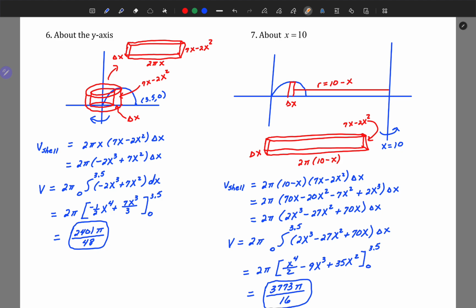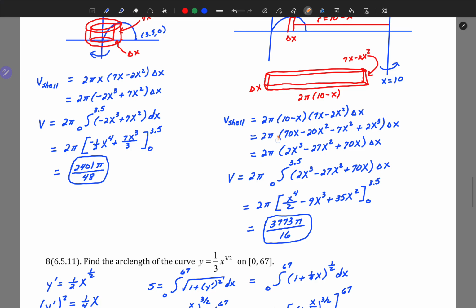So all I have to do now is algebraically simplify. I distributed a 10 through that group, then I distributed a negative x through that group, and I got the resulting polynomial here. After that, I just combined my two x squared terms, and this could be better written as 2x cubed minus 27x squared plus 70x in descending order. This would be the volume for one arbitrary shell.